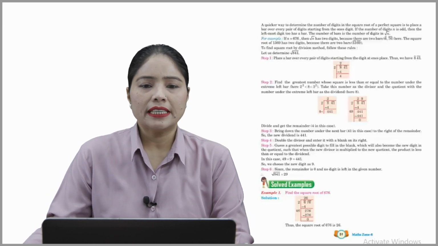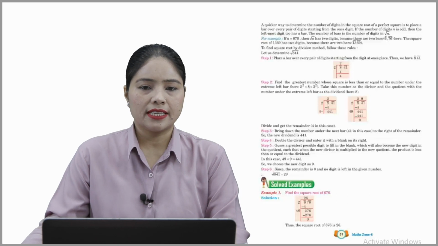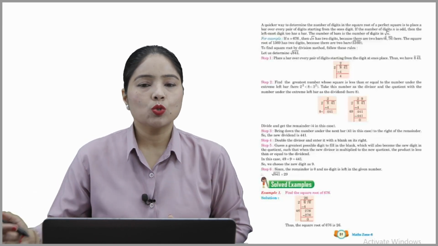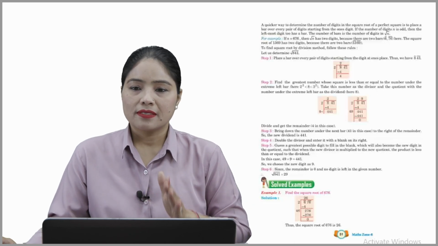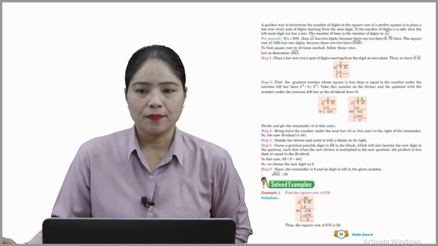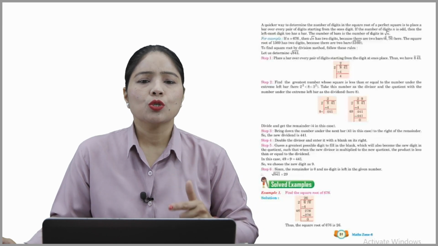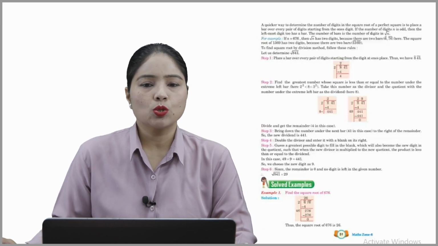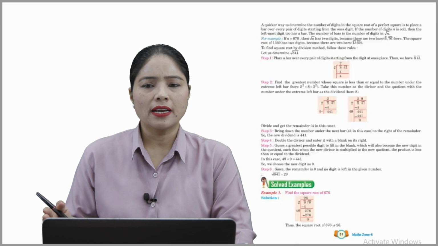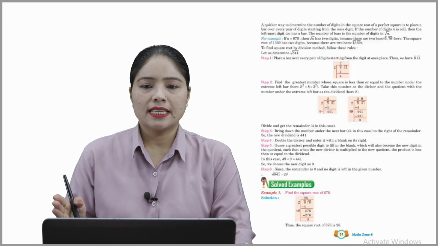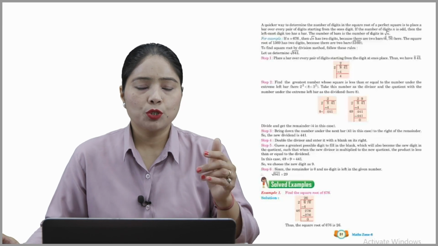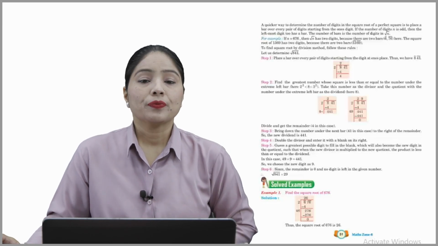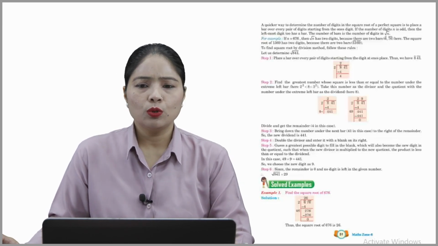For example, if n is equal to 676, then the square root of n has 2 digits because there are 2 bars: 6 and 76. The square root of 1369 has 2 digits because there are 2 bars, like 13 and 69. If we find the square root by the division method, follow these rules.